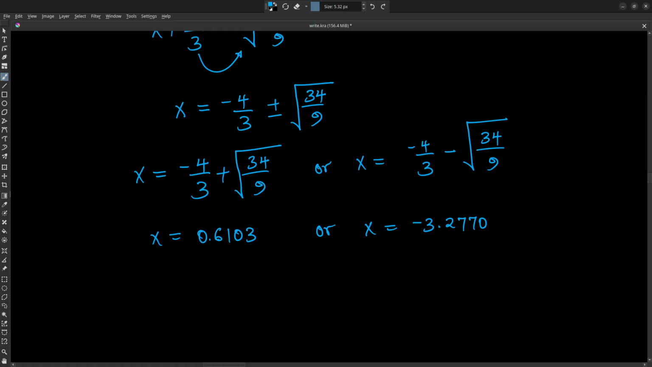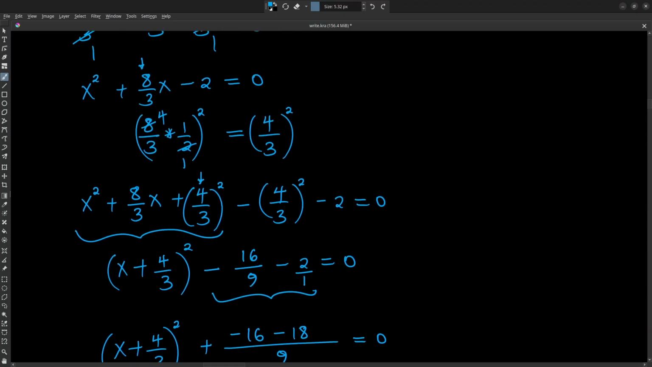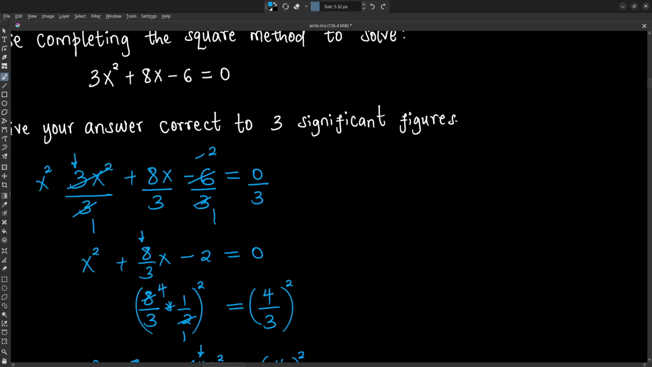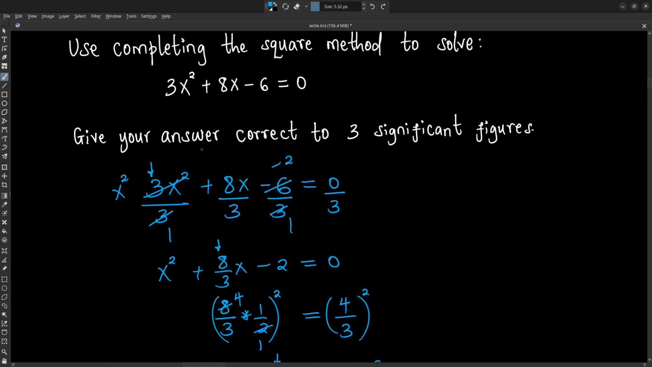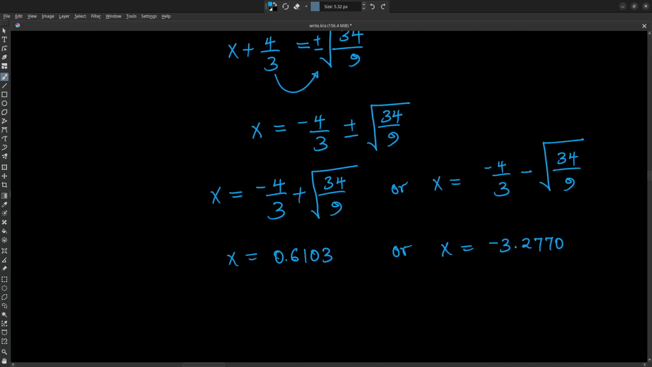Okay, now we go back to the question. We had been told that we give our answer correct to 3 significant figures. So we go back to our values of x.